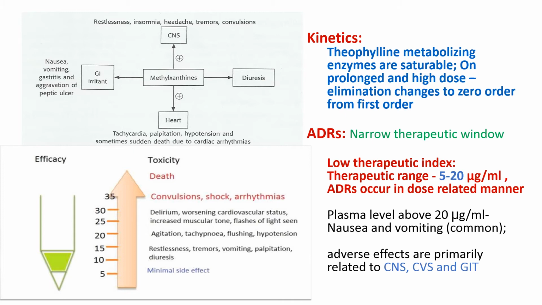And if the plasma concentration is raised beyond 20 microgram per ml, you will start noticing the various adverse effects pertaining to the GIT, CNS, CVS. So at very high plasma concentration, it can lead to convulsions, arrhythmias, and even death. And because of this particular reason, nowadays it is not a very preferred agent for the treatment of bronchial asthma.